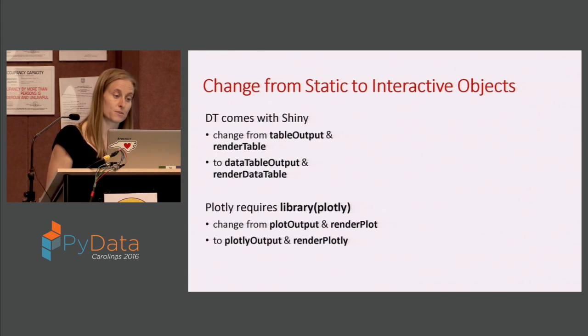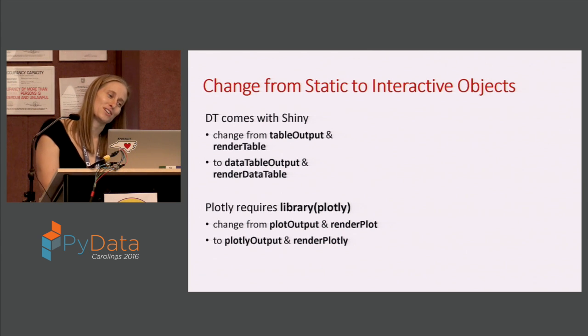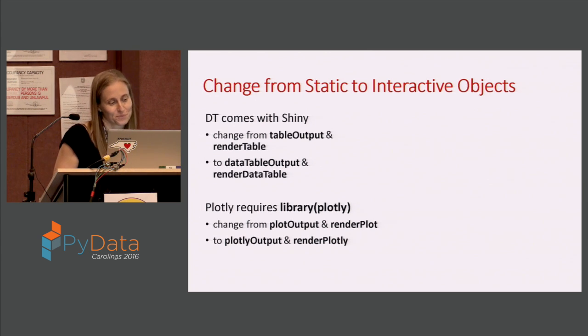And then, by default, we made a static table and a static graphic. But again, the DT library objects can be embedded in Shiny, and the Plotly objects can be embedded in Shiny. DT actually comes with Shiny, so you don't have to load that library if you're already in library Shiny. All you have to do is change your table output and render table to data table output and render data table.